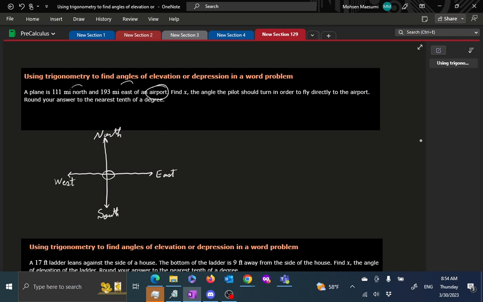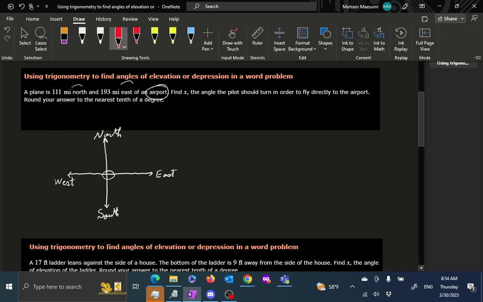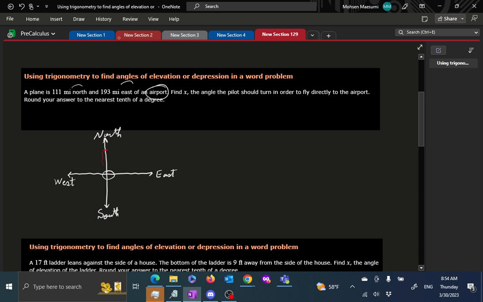So we are 111 miles north. What does that mean? It essentially means this distance is 111. And 193 miles east, so in the east direction we are going to go 193 miles. So the airplane is supposed to be here. This is the location B, this is my location A, the airport. Luckily, airport starts with the letter A.